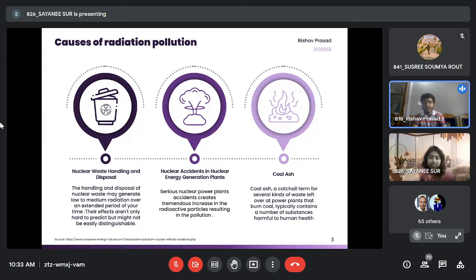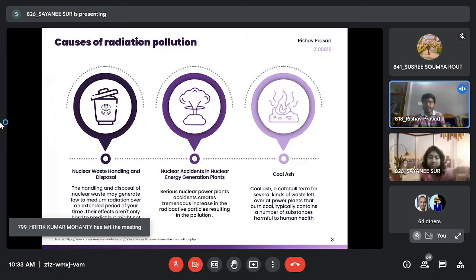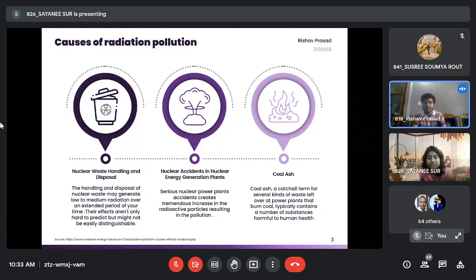Coal ash. Coal ash is incredibly dangerous as it contains a number of substances harmful to human health, like arsenic, chromium, lead, and mercury among them. Short-term exposure can bring irritation of the nose and throat, dizziness, nausea, vomiting, and shortness of breath. Long-term exposure can lead to liver damage, kidney damage, cardiac arrhythmia, and a variety of cancers.